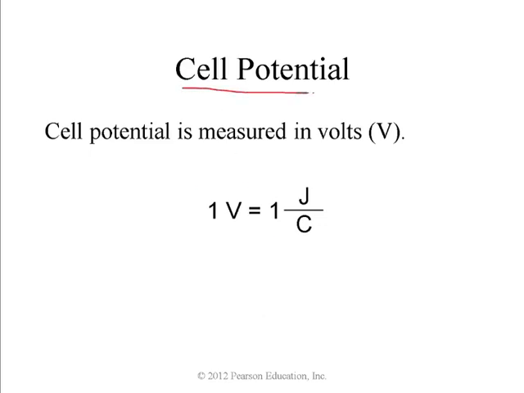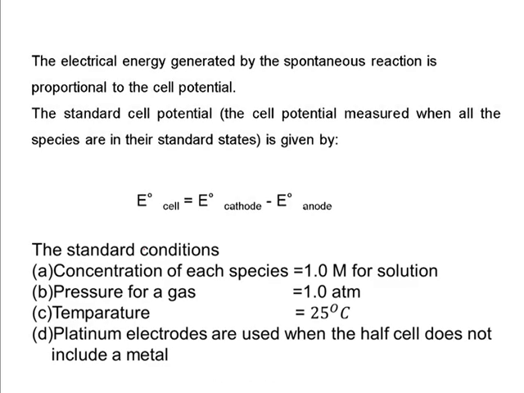Okay, cell potential is measured in volts. Then volts are also equivalent to joules per coulomb. These are some of the units that you will see as we start looking at some of the examples. Okay, so this is the equation that you use to calculate cell potential. Standard cell potential equals standard cell potential at the cathode minus standard cell potential at the anode.